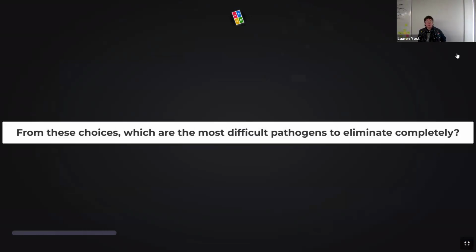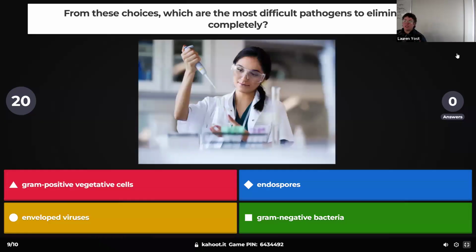All right, question 9. From these choices, which are the most difficult pathogens to eliminate completely?